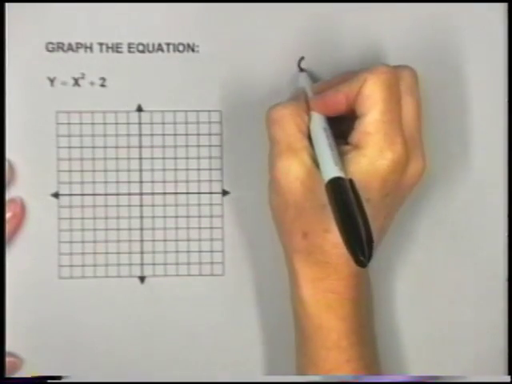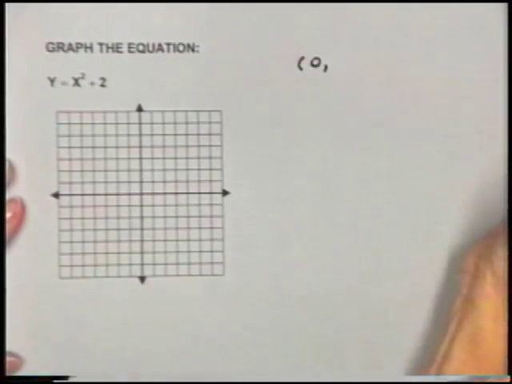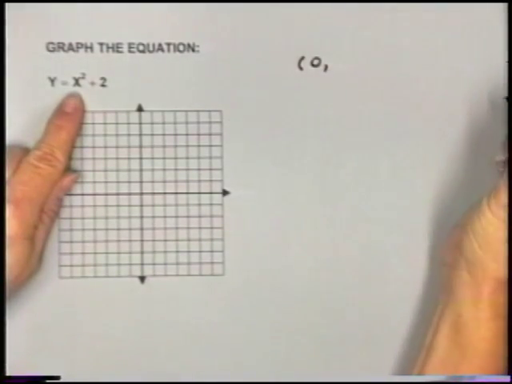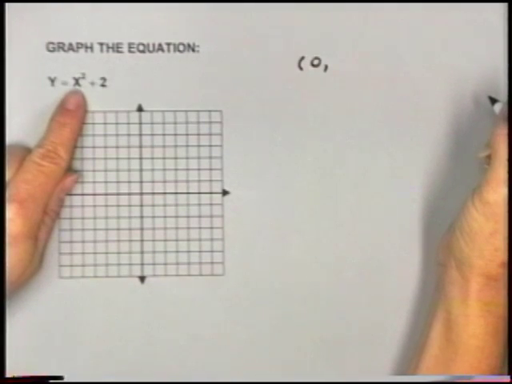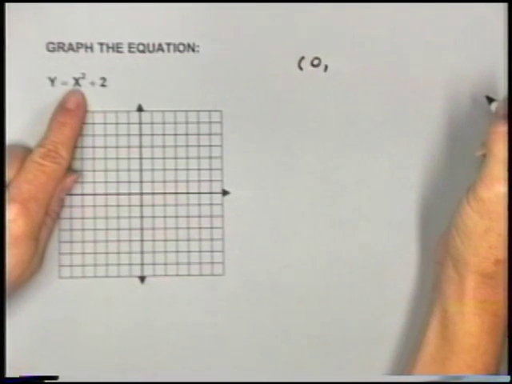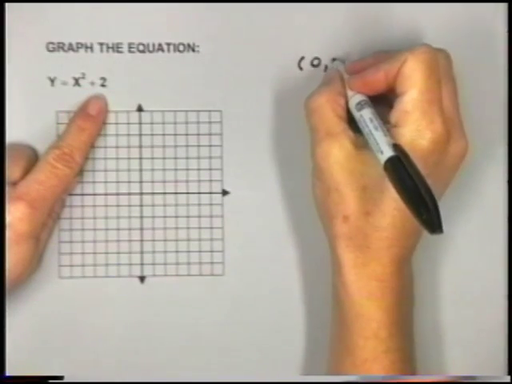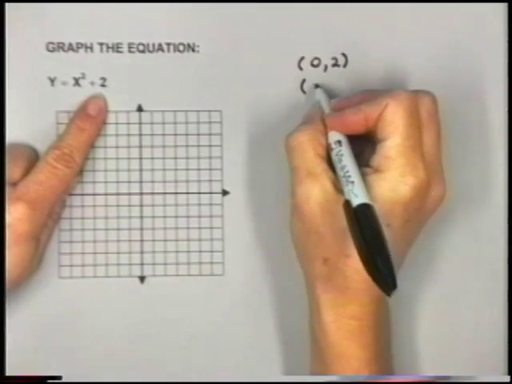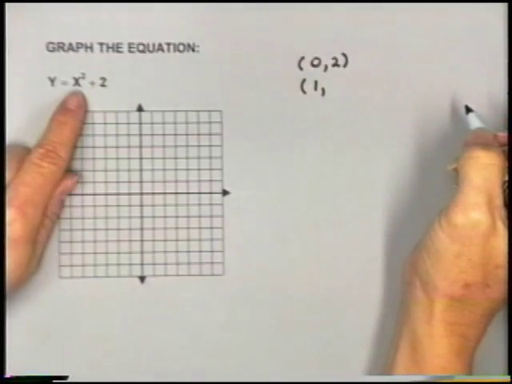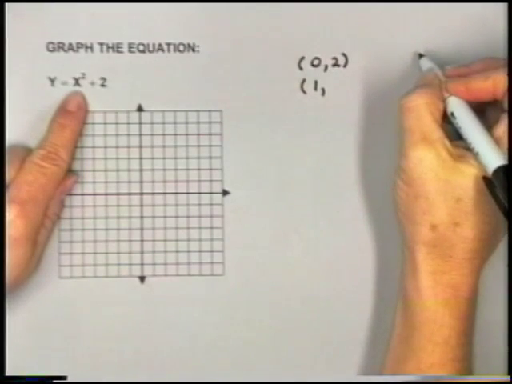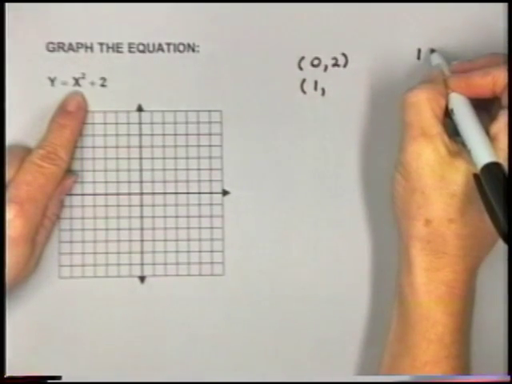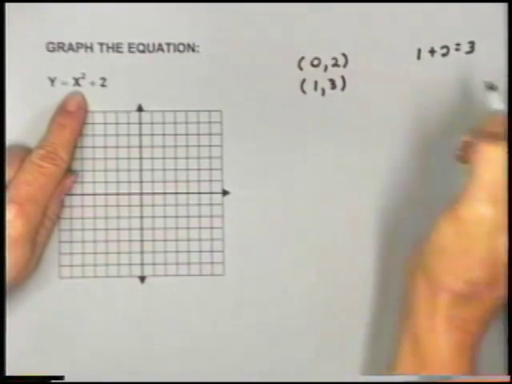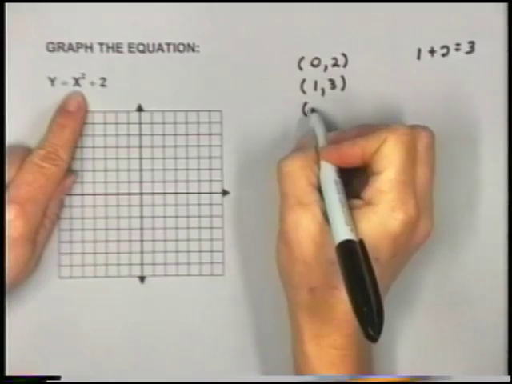Since this is solved for y, we can just arbitrarily choose some numbers for x and substitute in here to see what we're getting. I decided to start with x equals 0 because that will be easy. 0 squared, of course, is 0. 0 plus 2 gives me a 2 for my y value. Let's choose x to be 1. What do you get when you square 1? 1 squared, of course, is 1, and then plus 2 gives me a 3 for my y value.